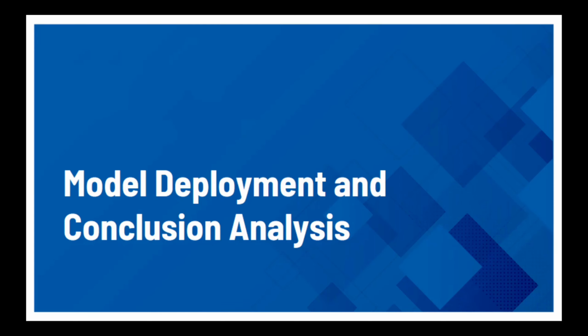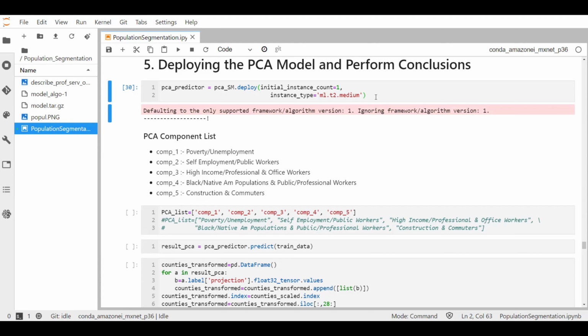In this lesson, we will look at deploying the PCA model we have created and then extract the useful information out of it. So I have used here the initial instance count of 1 with the instance type as ml.t2.medium. I have already run this line beforehand to save time, as it takes much time to deploy, where at the backend it creates the endpoints for us so that the model can be used.